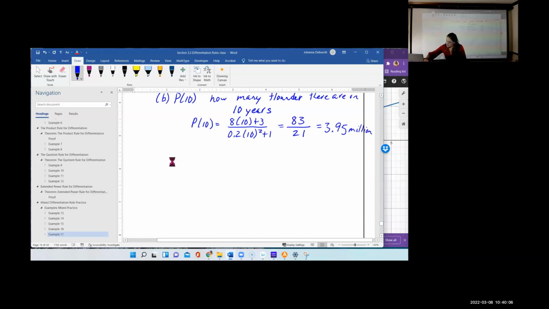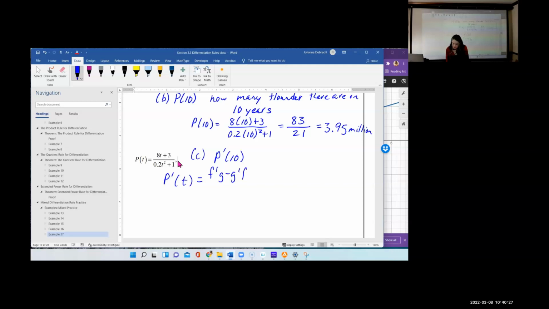All right, so now we want to find part C, which is P prime of 10. To find P prime, the first thing we're going to do is apply, not the difference quotient, but the derivative rule for the quotient, which is P prime of t equals f prime g minus g prime f over g squared. Remember, the product rule has a plus. The quotient rule has a minus.